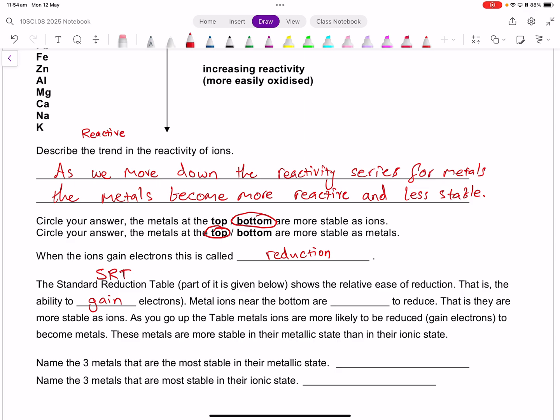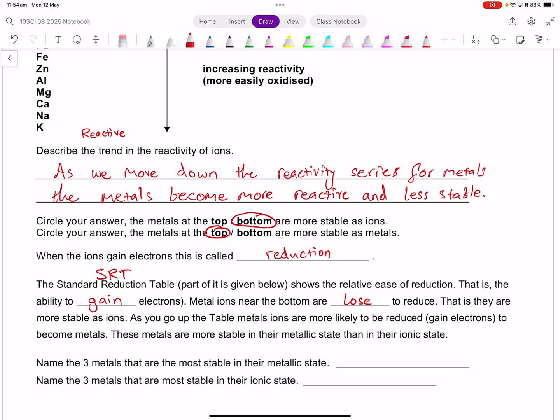So when we talk about the metal ions near the bottom, so I'll highlight on my list, these metal ions near the bottom, are they more likely to gain or to lose electrons? They're more likely to lose electrons. They're more easily oxidized. And this means that they are more stable as ions. They get rid of their extra electrons.